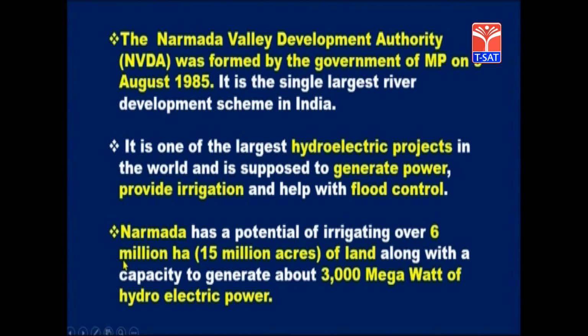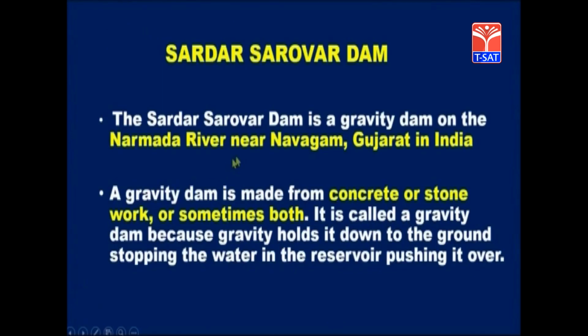Narmada has a potential of irrigating over 6 million hectares, that is 15 million acres of land, along with the capacity to generate about 3000 megawatt of hydroelectric power. Another project is the Sardar Sarovar Dam. The Sardar Sarovar Dam is a gravity dam on the Narmada river near Navagam, Gujarat in India. This is another project developed by the Gujarat government.